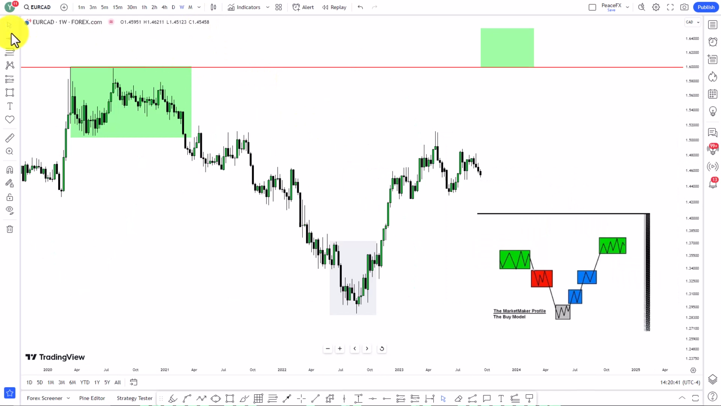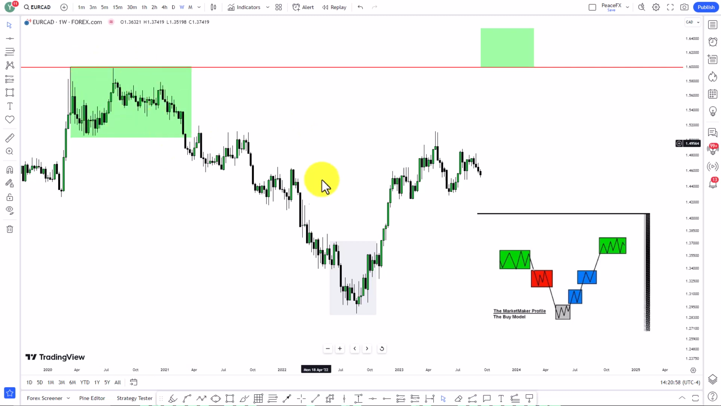Now this is Euro card and it's on the weekly time frame. You can see that the market is presenting a nice market maker buy model. It's a buy model because we're focusing on the buy side of the curve, with the anticipation that the market will run above the point of origin here, the original consolidation over here.